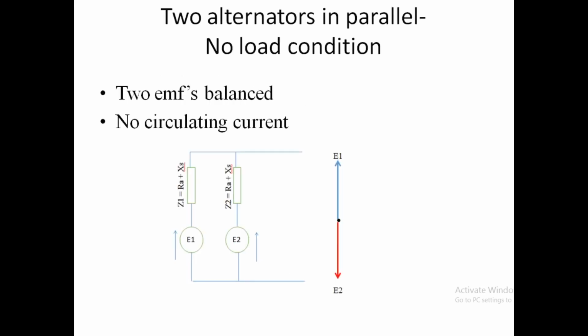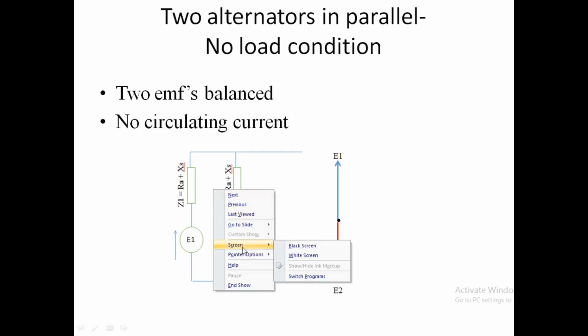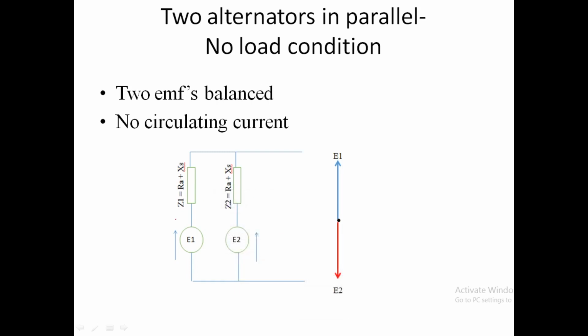Now here we are considering two alternators in parallel, and no load is connected to the system. You can see here the representation of one alternator and the representation of another alternator. E1 and E2 represent their induced EMFs, and Z1 and Z2 are the impedances, the armature resistance and synchronous reactance of both machines. Here the load is not connected, which means it is open circuit.